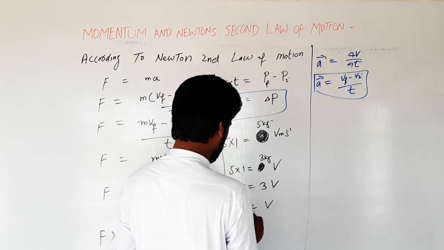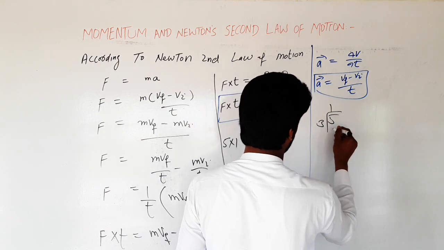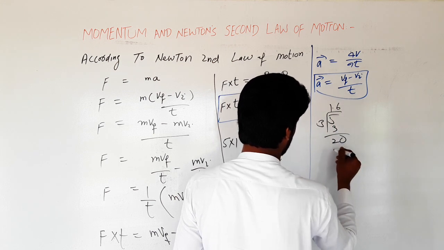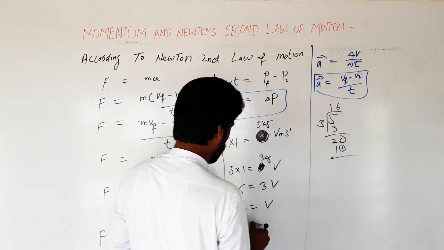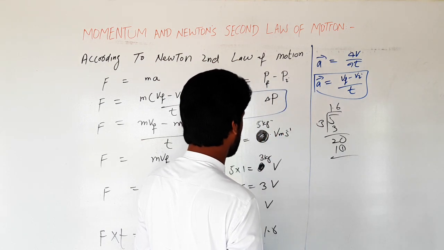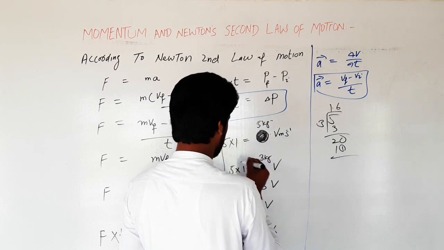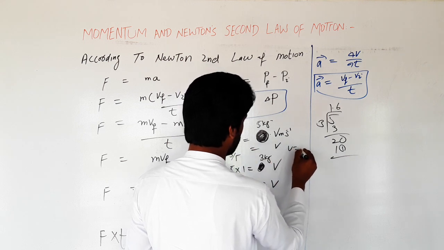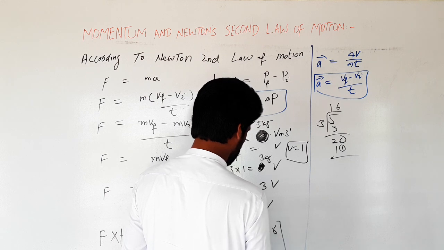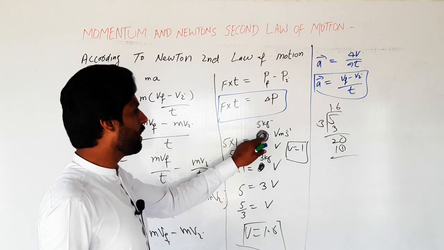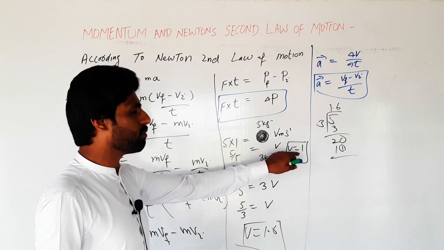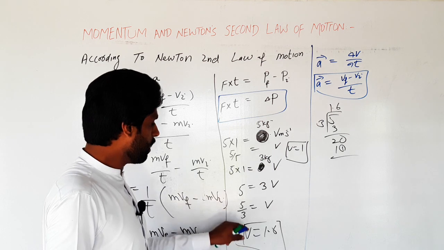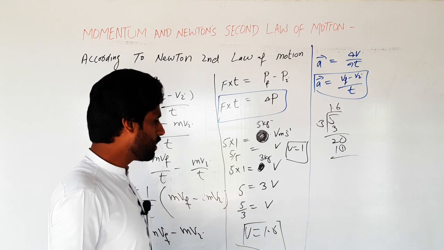Roundabout, this v is equal to 1.6, and at this point 5 divided by 5 is equal to v, and v is equal to 1. When the mass of the object is 5 kg, the velocity of the object is 1 meter per second, and when the mass of the object decreases and becomes 3 kg, the velocity of the object is equal to 1.6 meter per second.